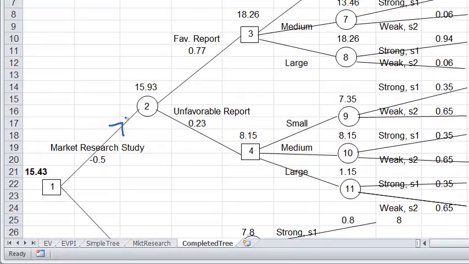Do the market survey, and if favorable report, then build a large condominium complex. And if unfavorable report, then build a medium condominium complex. Now, if we follow this strategy, would we make $15.43 million? Well, no. This amount just gives you the weighted average of the possible payoffs. To get a complete picture, what we should do is make a list of the actual payoffs and their probabilities. That is, construct a risk profile.